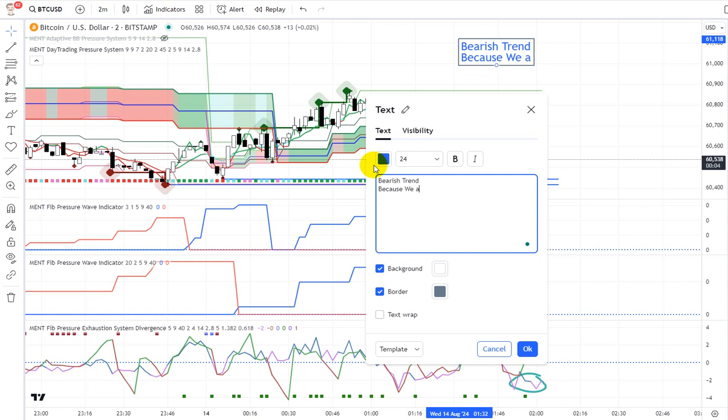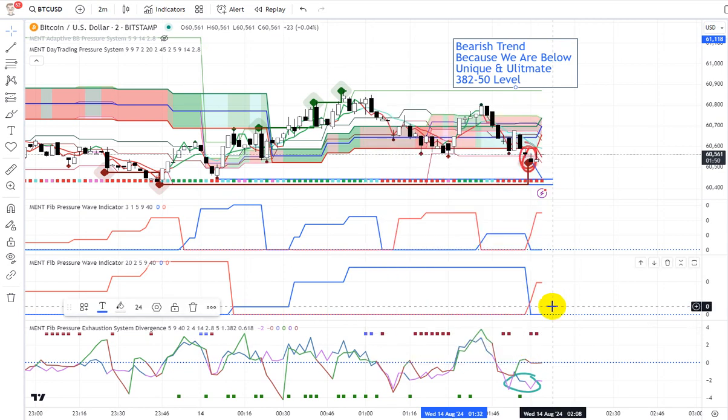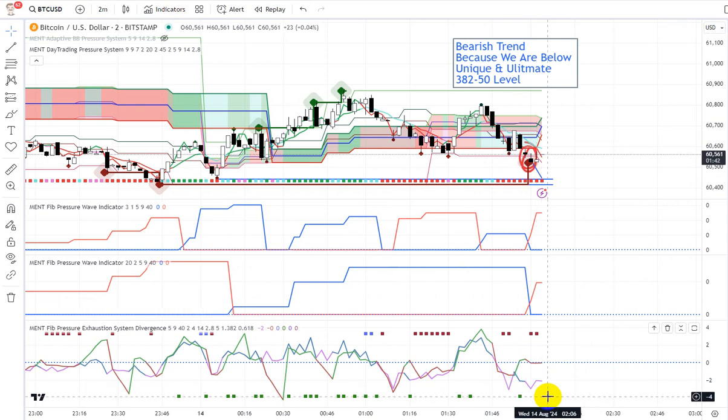because we are below unique and ultimate 382 to 50 levels. And so at this point, folks, we're just watching this to see what happens and see if we get a breakdown. We would want to watch for weakness. We would want to watch this to see if we start to get signs of weakness.